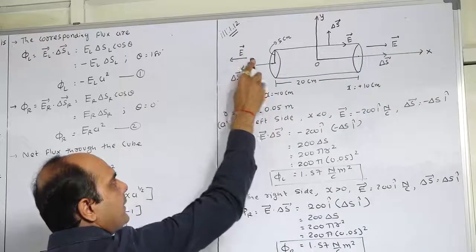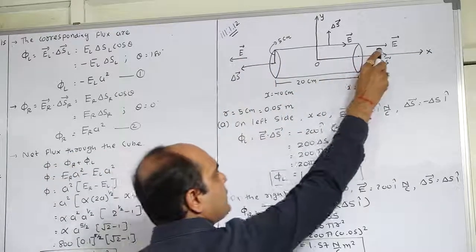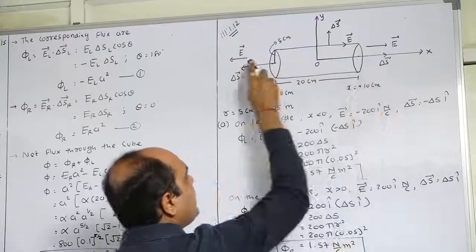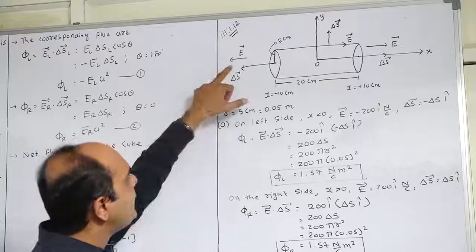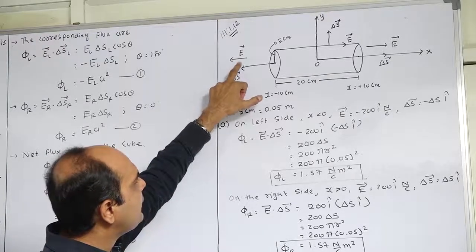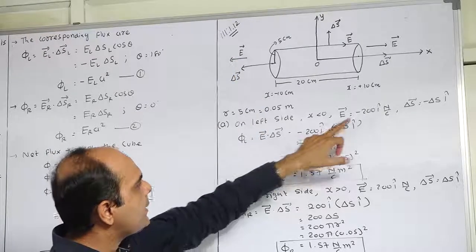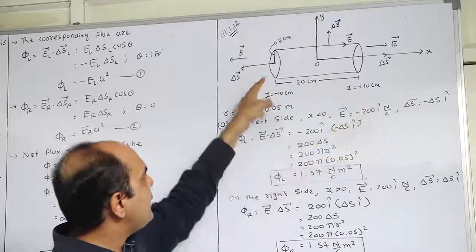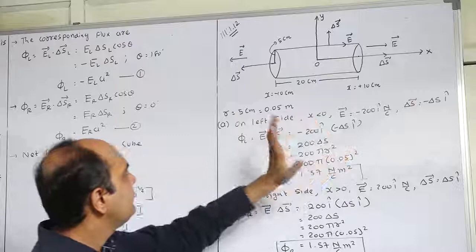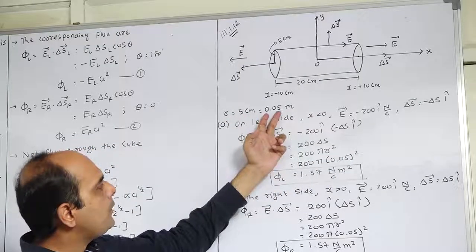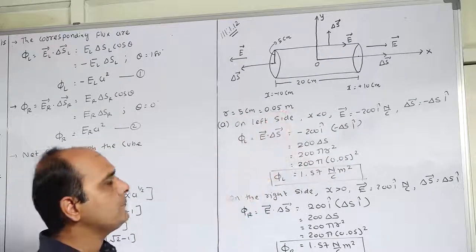Right now, this electric field is towards the left side, and this electric field is again towards the right hand side. These two are in the same direction, and these two are in the same direction. For this electric field, vector E is equal to minus 200 i cap, and the area vector is towards the negative x direction, so we write minus delta s i cap, where radius r is 5 centimeter, converted into meter, 0.05 meter.